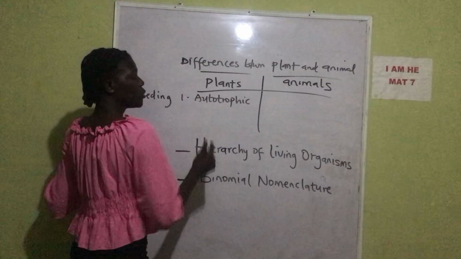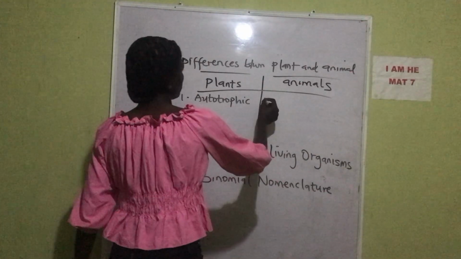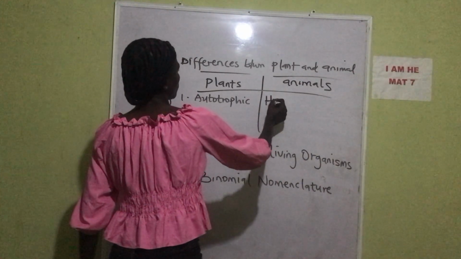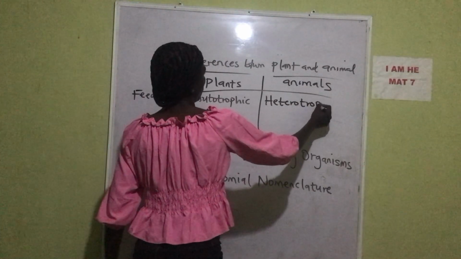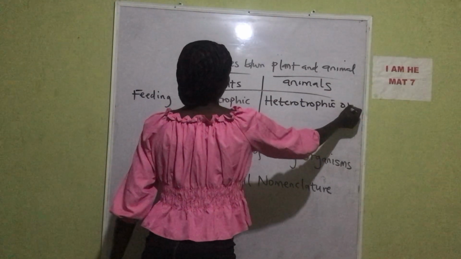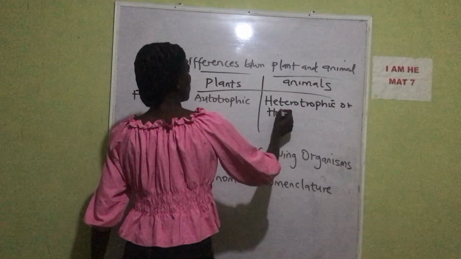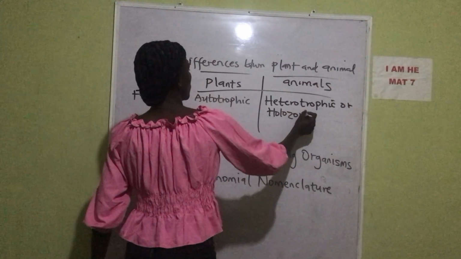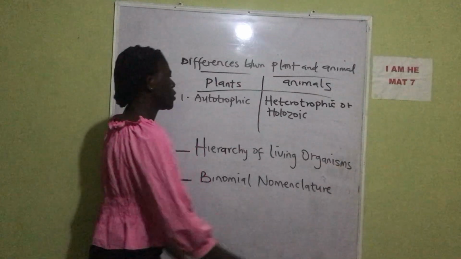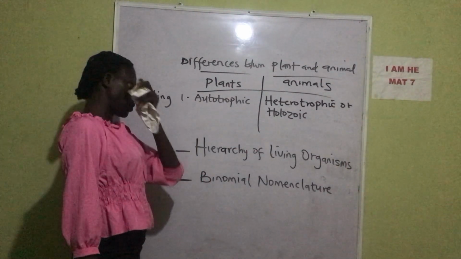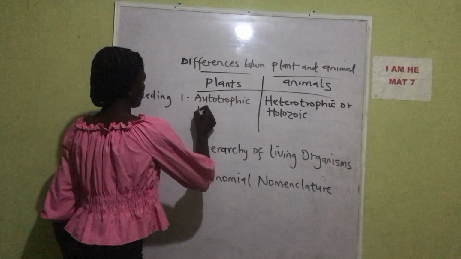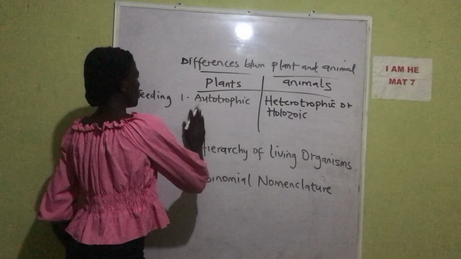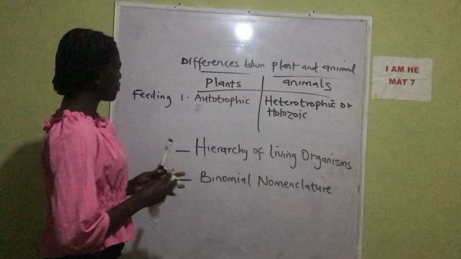Whereas animals exhibit heterotrophic or holozoic feeding, holozoic, okay? Whereas plants exhibit an autotrophic form of nutrition.